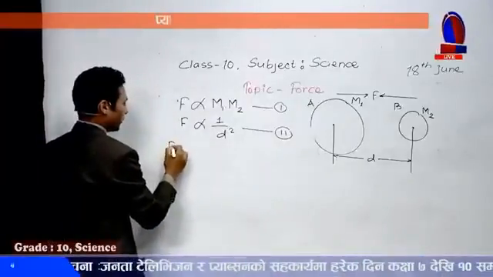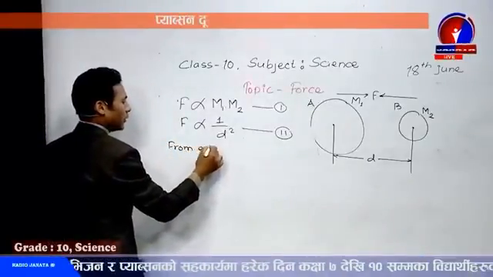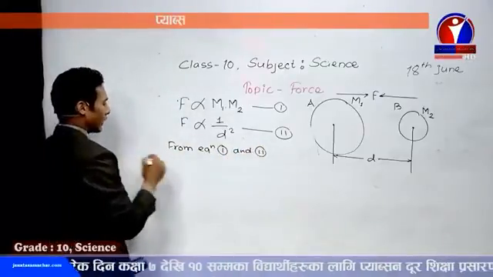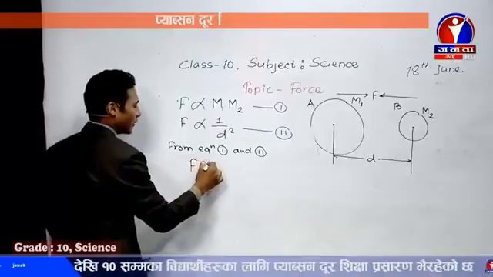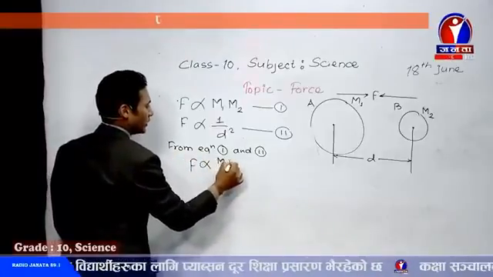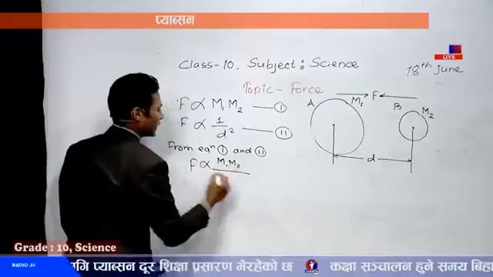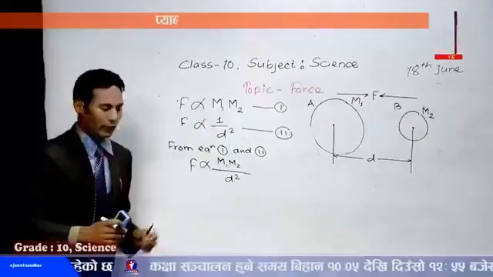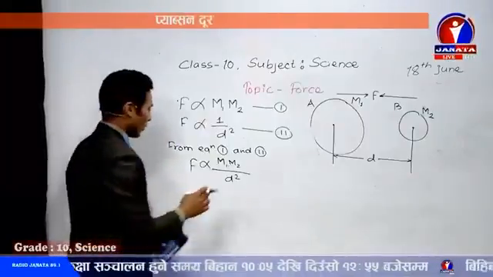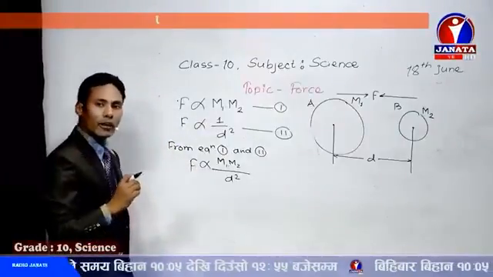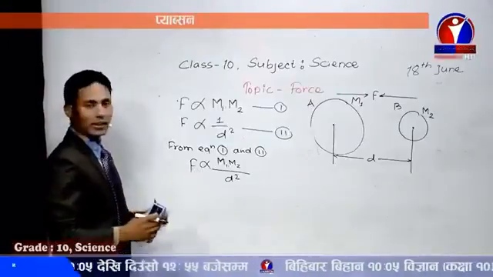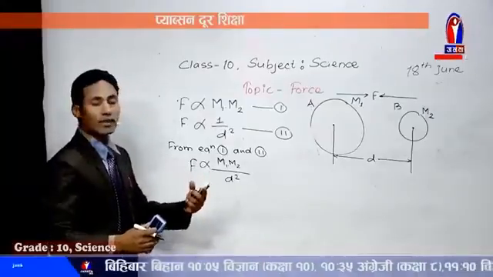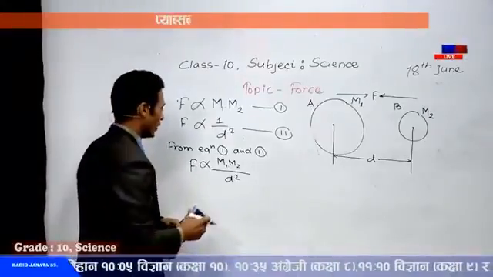From equation 1 and 2, what we will get is F is proportional to m1 m2 divided by d square. This is the combination of equation 1 and equation 2. Now the proportional sign is there. For numerical problem solving, we cannot use this proportional sign. That's why this should be changed into the equal sign. While we change this into the equal sign, then some constant term we will insert here.